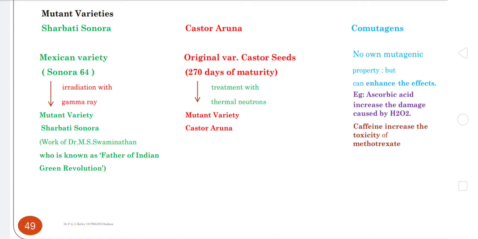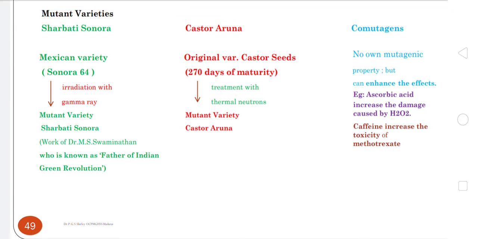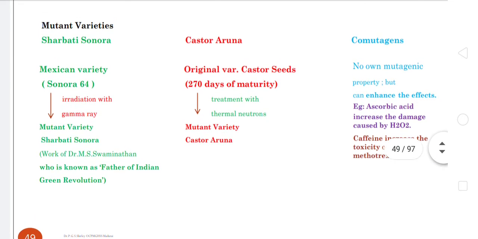And the second type is Castor Aruna. Castor means Amanaku. It is a mutant variety of castor. Here the seeds are treated with thermal neutrons in order to develop early. In a normal condition, this plant produces yield in 270 days, whereas if it is exposed to thermal neutrons, that is heat, it can produce within 120 days. So these are the examples of mutant varieties: Sarbati Sonora and Castor Aruna.